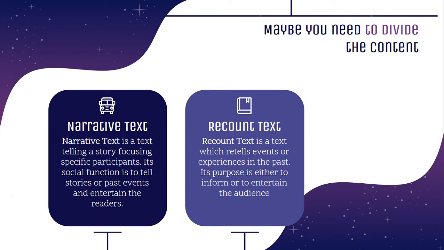Narrative text is a text telling a story focusing on specific participants. Its social function is to tell stories or past events and entertain the readers. Recount text is a text which retells events or experiences in the past. Its purpose is either to inform or to entertain the audience.